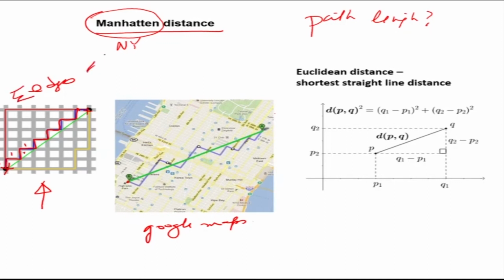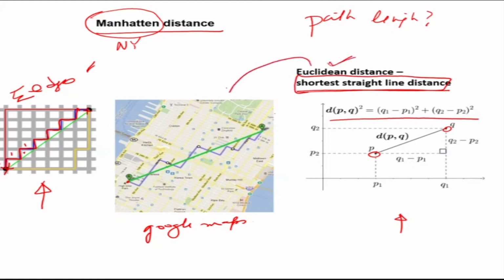The other, of course, that you're familiar with is called the Euclidean distance. So if I have a point P here and a point Q there, which have coordinates P1, P2 and Q1, Q2, then the shortest distance, or the straight line distance, is given by this. This can be X or Y. So in this particular case, we see that this is the shortest straight line distance. This is called the Euclidean distance.